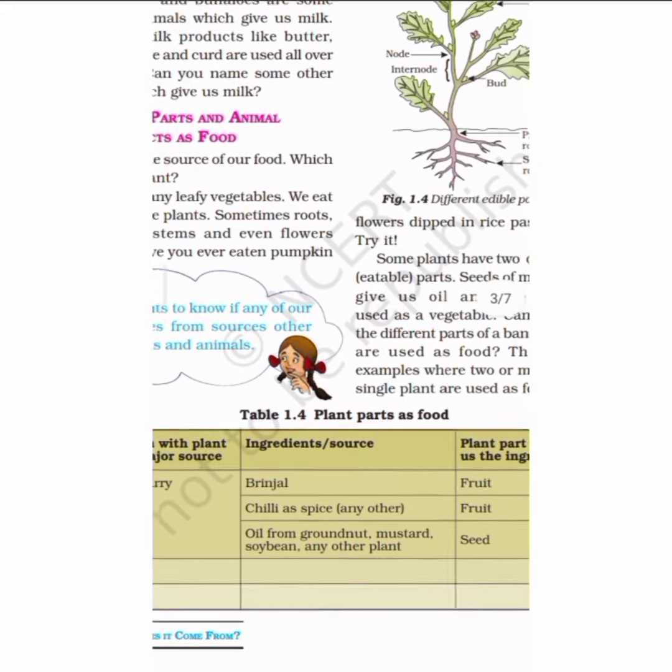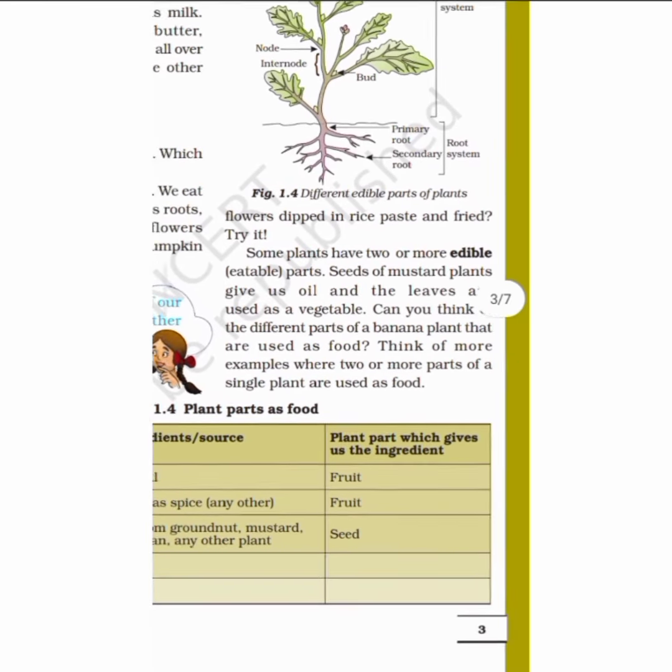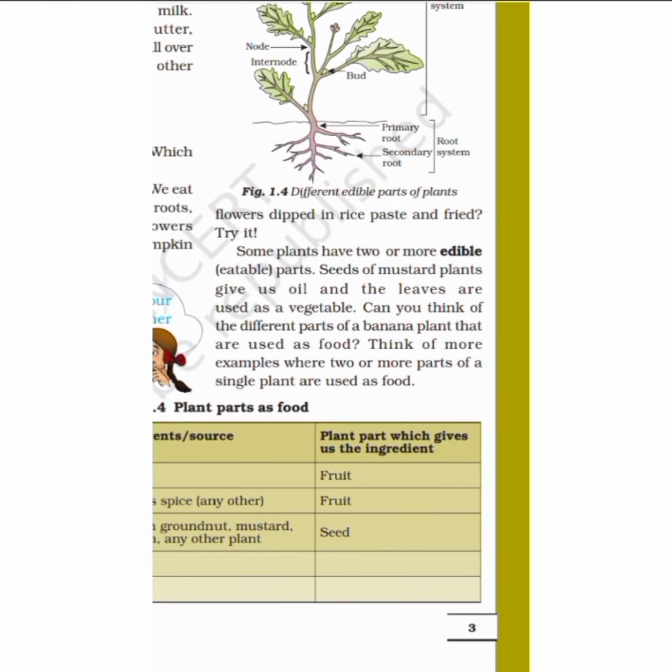Have you ever eaten pumpkin flowers dipped in rice paste and fried? Try it. This is an example of edible flowers. Some plants have two or more edible or eatable parts. For example, seed of mustard plants give us oil and the leaves are used as a vegetable.